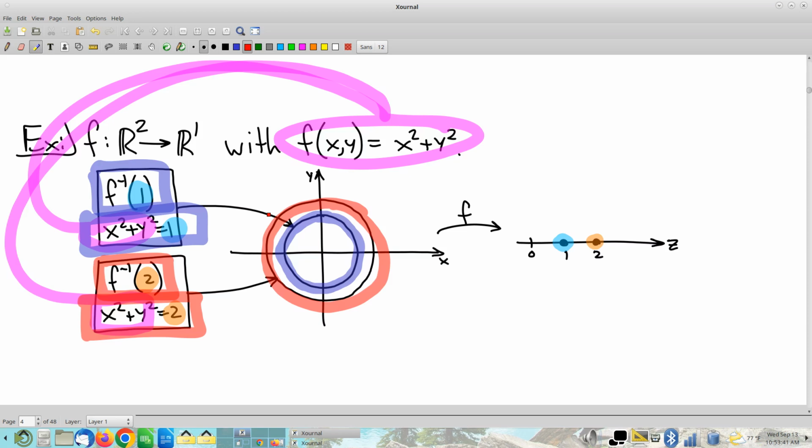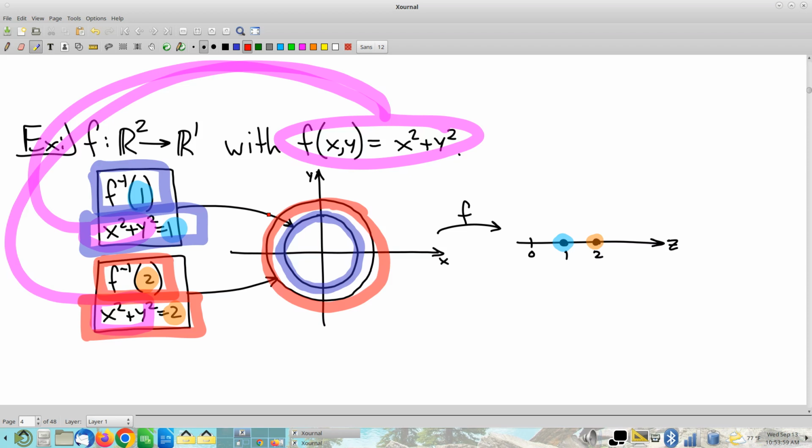There is no prescription of which level sets you must look at or in what order you have to look at them. Yeah, each one is a tool that gives you some information about what the function looks like that you're looking at. So it's free reign for the user.